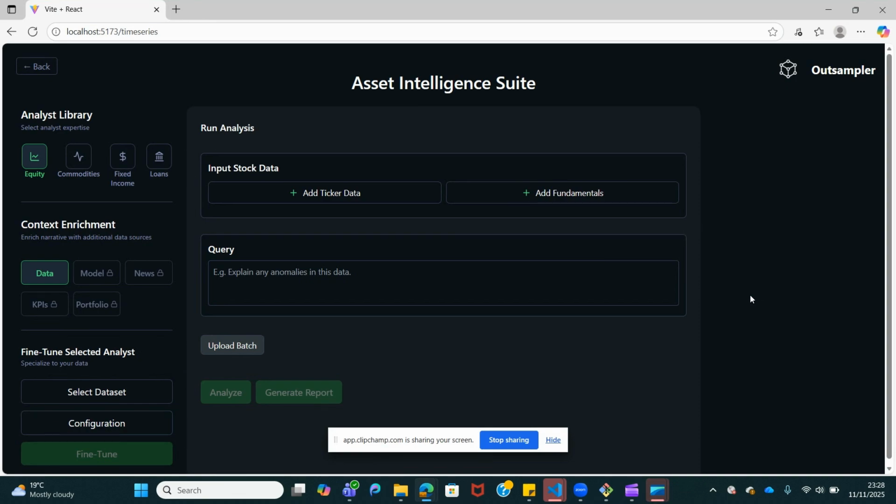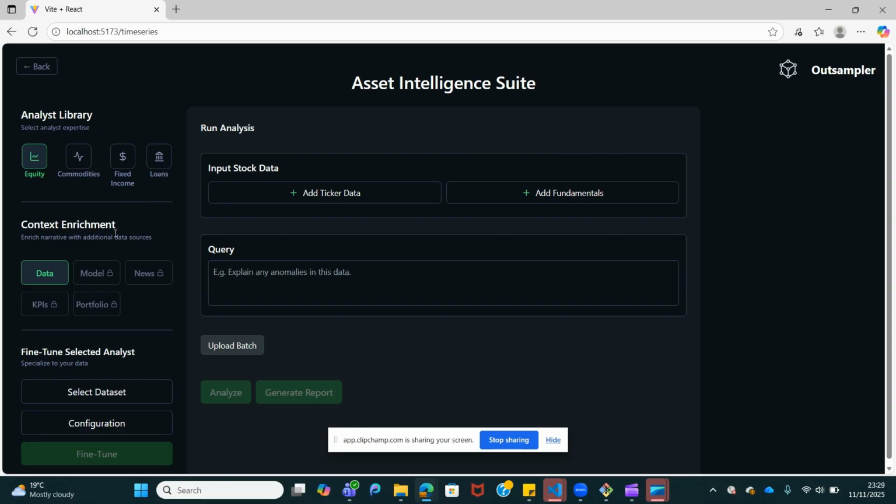So this is the Asset Intelligence Suite designed by Outsampler for market analytics. We allow a chatting interface to query your data, your market data, and come back with rich narrative responses and analyses. We offer AI analysts across different asset classes. Here we've got equity, commodities, fixed income, and loans, and we've got the equity analyst selected.